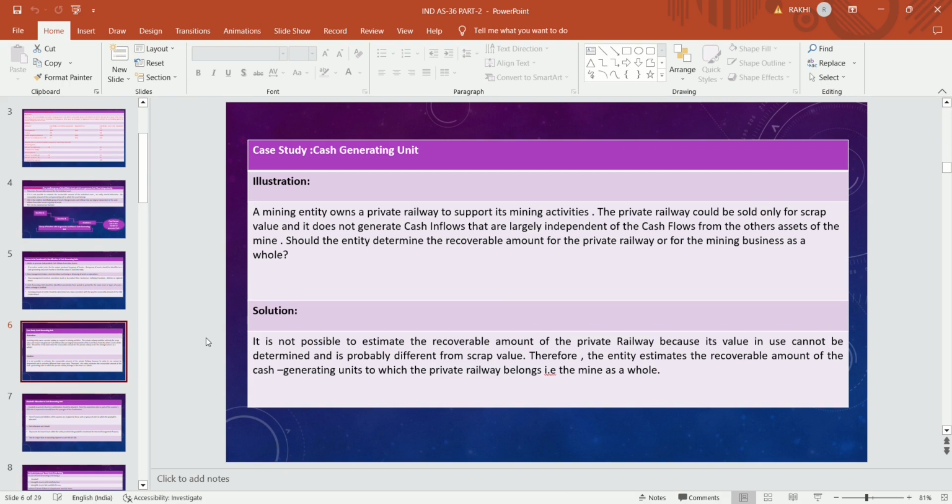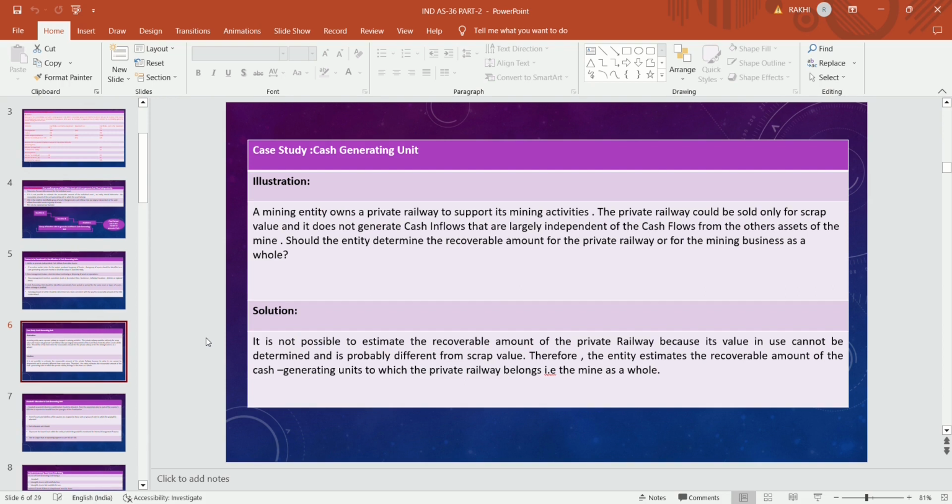There is no such use of that private railway. It isn't used for any private passenger vehicles. It is only used as a cargo vehicle, for loading and unloading the ores which are extracted from the mine. And it does not generate cash flows that are largely independent of the cash flows from other assets of the mine.